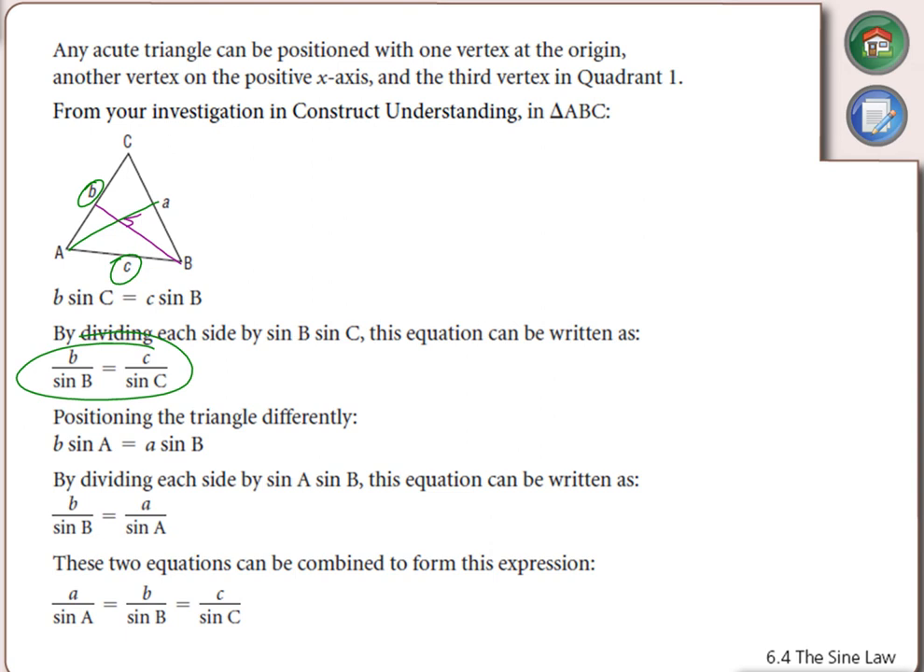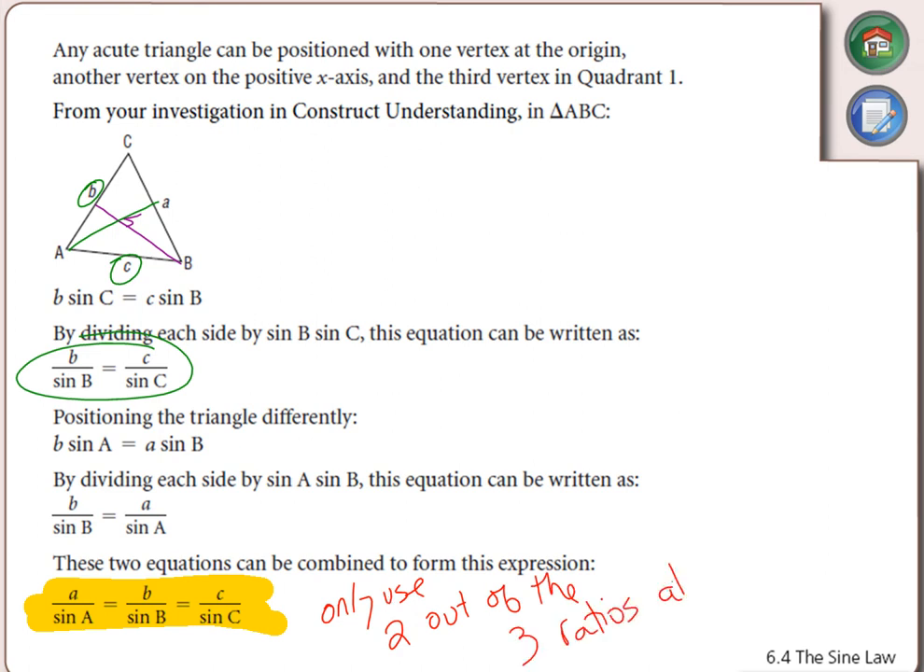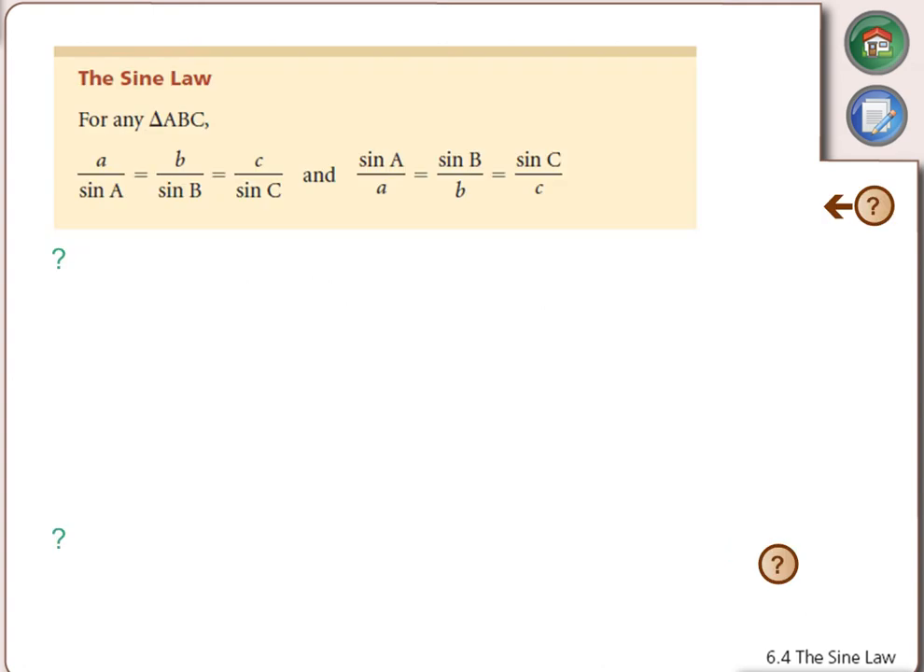And the whole point of that is to come to this right here and say, I can use any of the three ratios, but I'm always going to use 2 out of the 3. So in any question, only use 2 out of the 3 ratios at a time. We can't solve for something when we've got 2 equal signs in there. We always only want 1 equal sign.